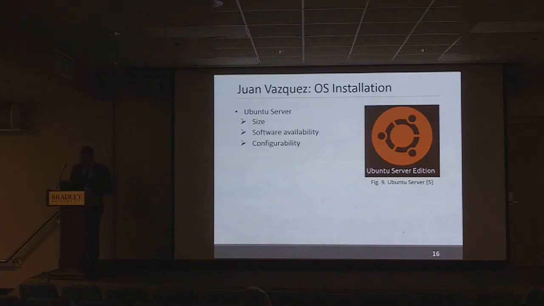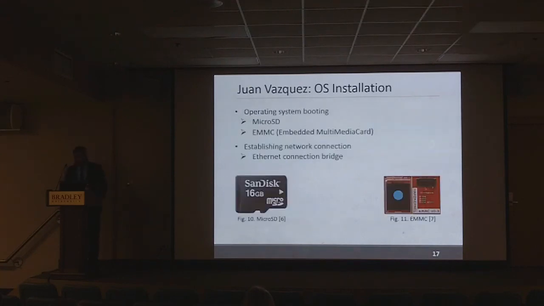What I was able to choose was Ubuntu Server, a Linux-based operating system that's terminal only. So it's very small in size in comparison to a lot of larger graphical user interface operating systems. It also has a pretty large community base because it is Ubuntu and it's a pretty big name. And for configurability, I'm able to install this directly and boot it onto the embedded system within a couple of minutes. So it was ideal.